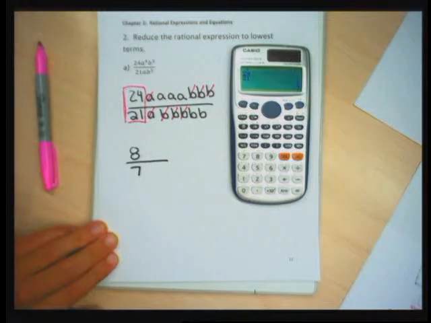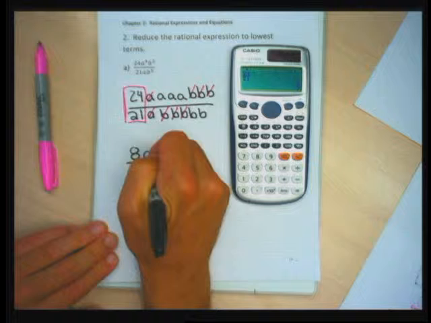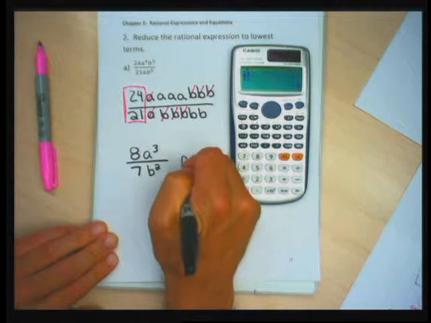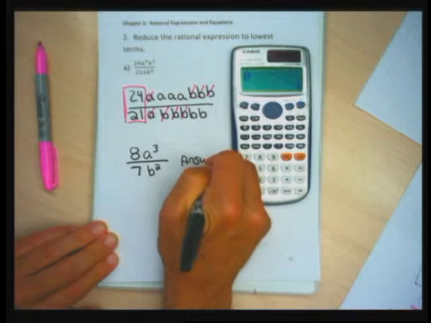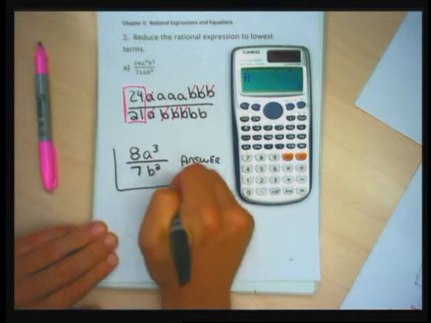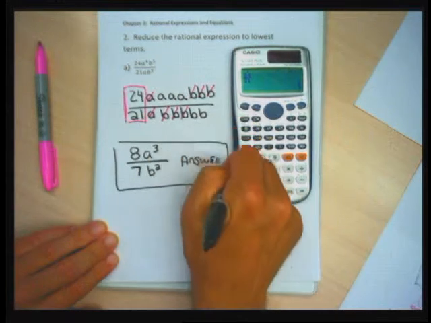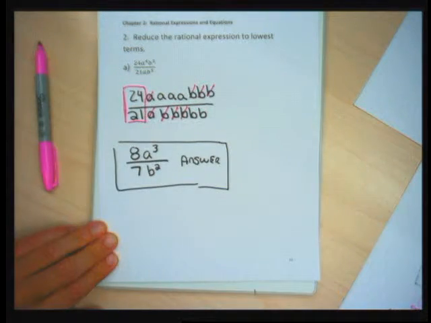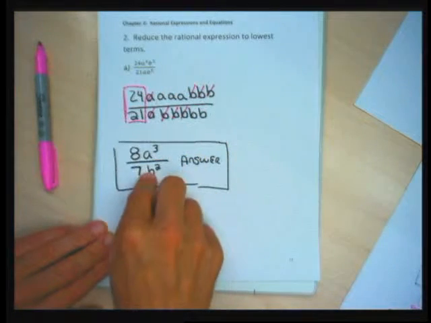What I'm left with in my answer are 3 a's in the numerator, 2 b's in the denominator. So my answer should be 8a cubed over 7b squared. If I want to check, I need to pick a number for a and a number for b, plug them into the original problem, and plug them into my answer.